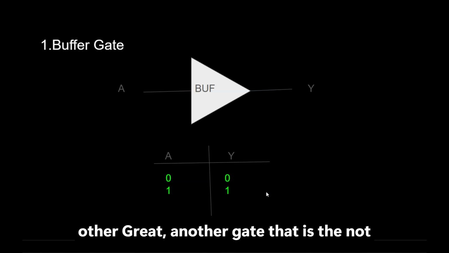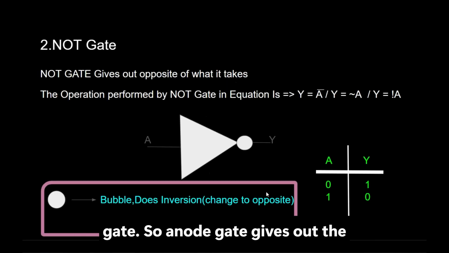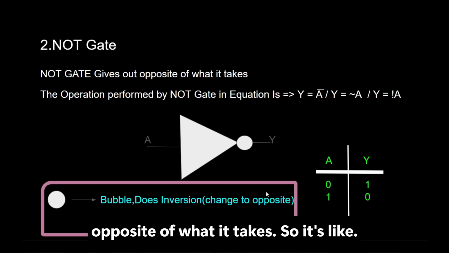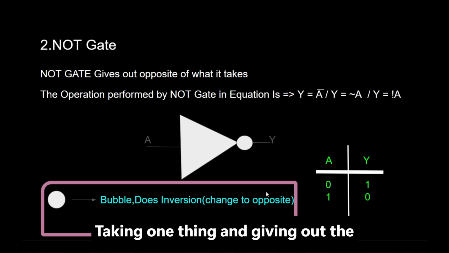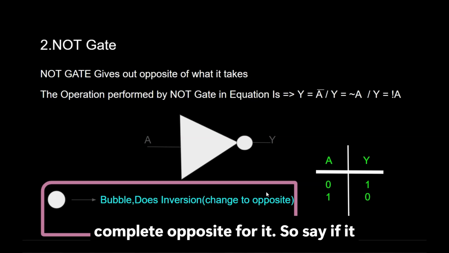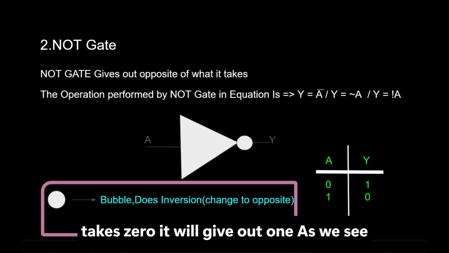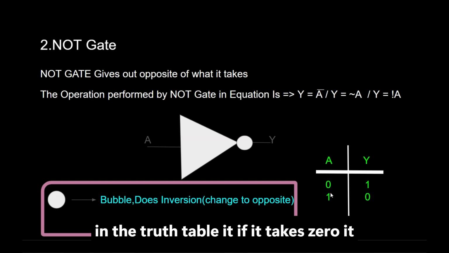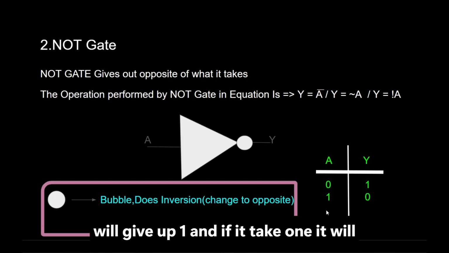Let's move on to the other gate, that is the NOT gate. A NOT gate gives out the opposite of what it takes. It's like taking one thing and giving out the complete opposite of it. So if it takes 0, it will give out 1, as we see in the truth table. And if it takes 1, it will give out 0.